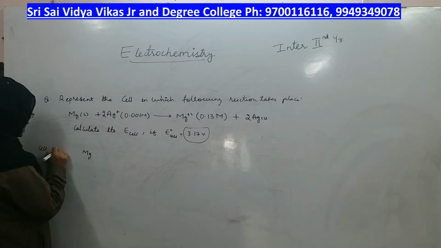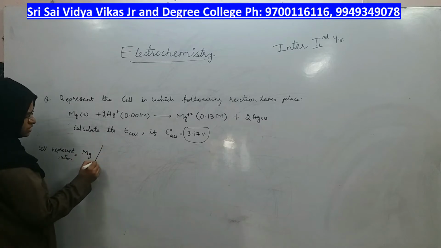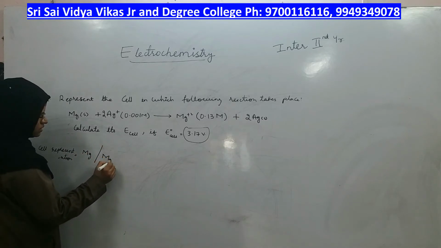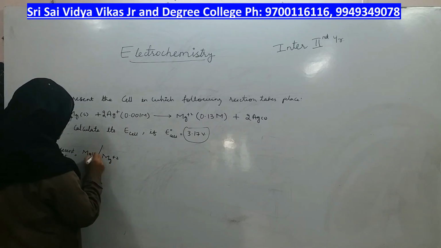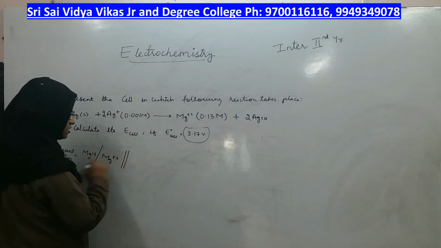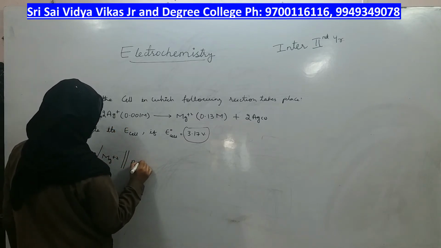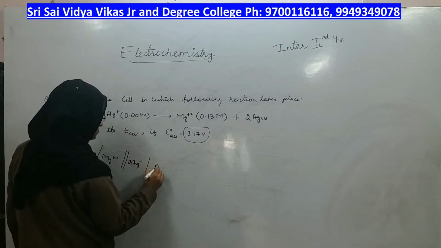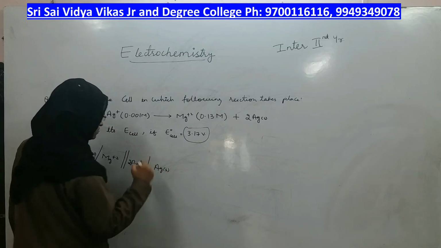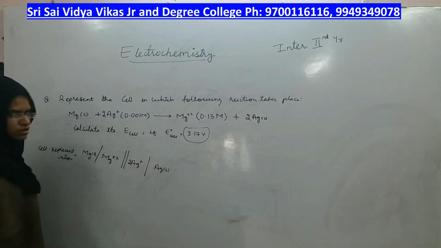Cell representation is this: magnesium, single line, its ion, then comes a double line. What is the ion of silver, single line? Silver. This is the cell representation. This is the anode, this is the cathode.